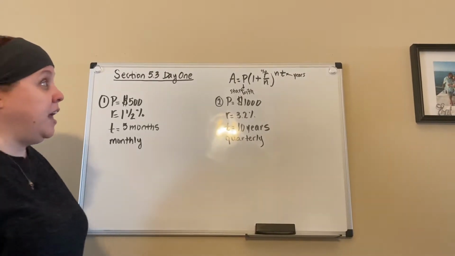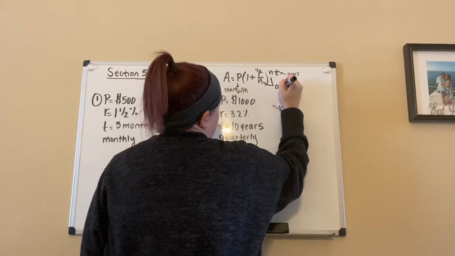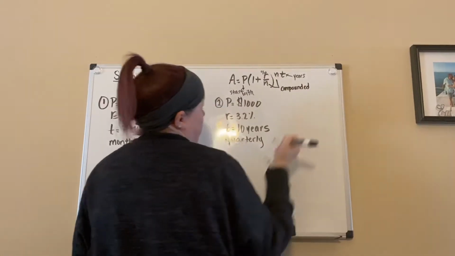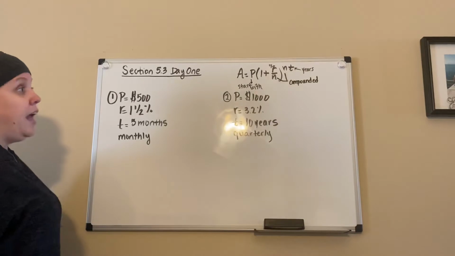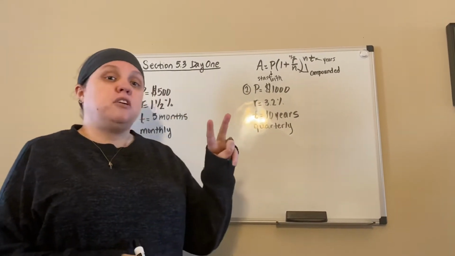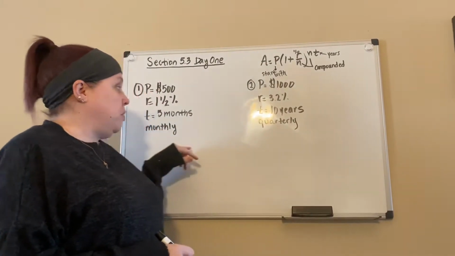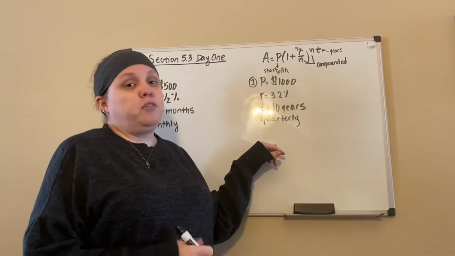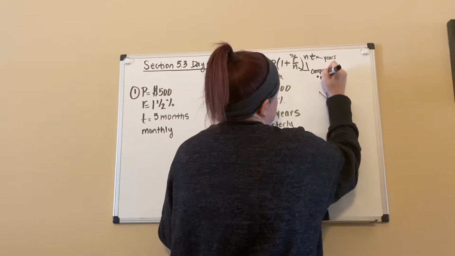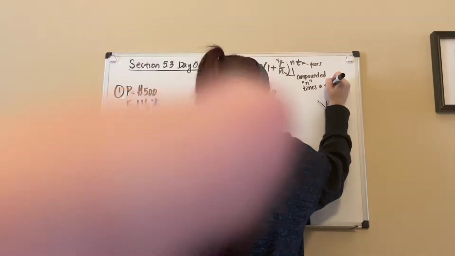And then the N is how many times it is compounded. So if they say it's compounded every year, then your N would be 1. If it's compounded semi-annually, then it's compounded twice a year and your N would be 2. And then we're going to do 2 of the other main ones, monthly and quarterly, and those give you 2 other kinds of N values. But it's compounded N times a year based off of what they give you in the problem.